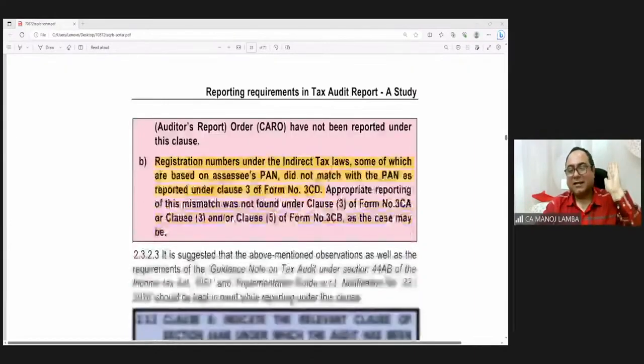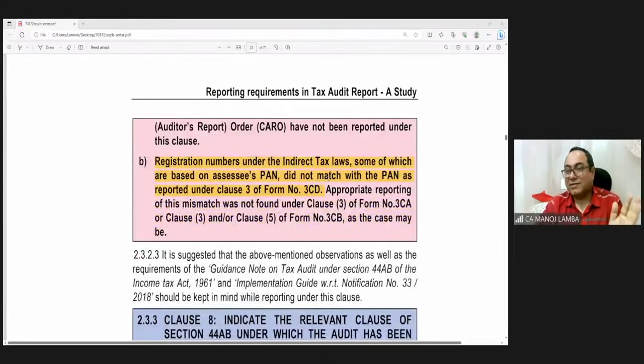Registration numbers under indirect tax law, some of which are based on PAN, did not match with the PAN reported in clause 3 of Form 3CD. This is a very important observation of the TAQRB. Many of the indirect tax registrations are PAN based, like the GST number. But the PAN mentioned in Form 3CD and the PAN in the GST number are different. How can that be possible? Either you are reporting something wrong, or the assessee is giving inaccurate particulars in Form 3CD. So please take care of that.